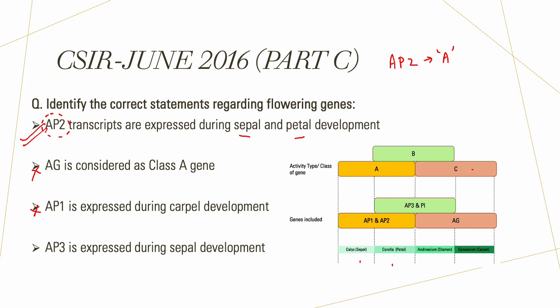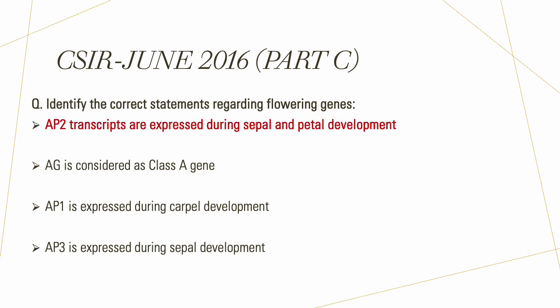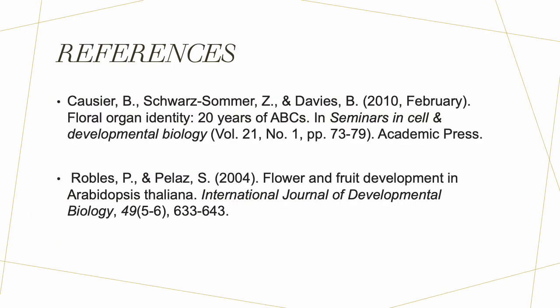AP3 is expressed during sepal development. Once again, this is wrong. AP3 is a class B gene. So let's have a look at this. AP3 is a class B gene, so it has no role in sepal development because it is involved in petal development. So the correct answer is option A in this particular case, right?